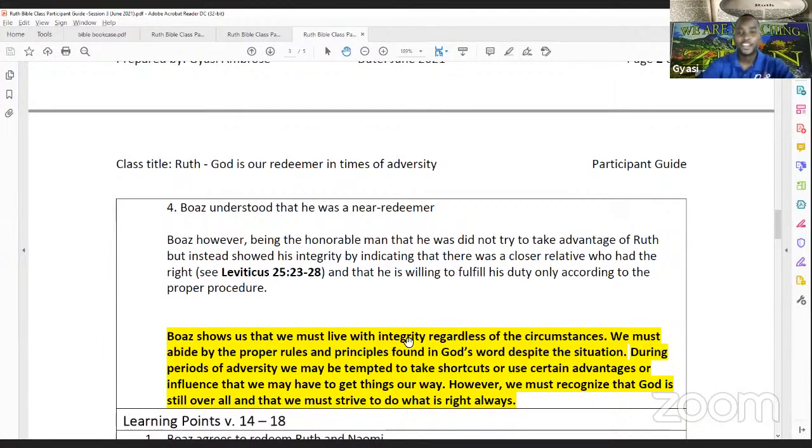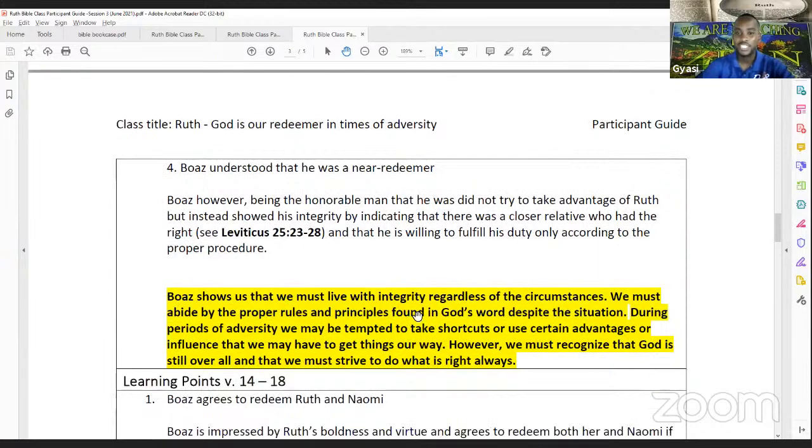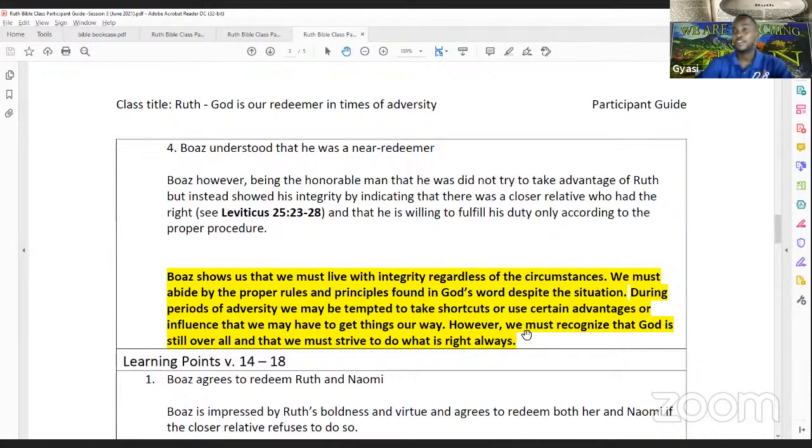Now, Boaz, being a man of integrity and great character, shows that even though he could have lied to Ruth, he could have tried to go to bed with Ruth there and tell her, well, if you lay with me, I will redeem the property because I'm wealthy and I'm a relative. He could have even tried to bribe the person who owned the property, or even try to get the property by force. But Boaz was a man of character, of integrity, and he shows us that even though we may have opportunities to take shortcuts, even though we may have opportunities to take advantage of situations to circumvent the rules, despite the situation, we must still abide by the proper rules and principles.